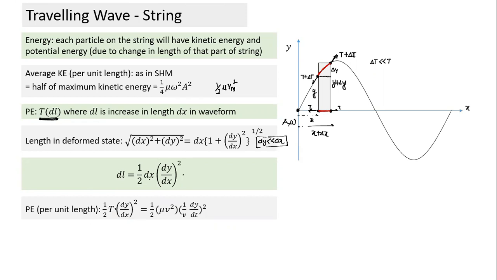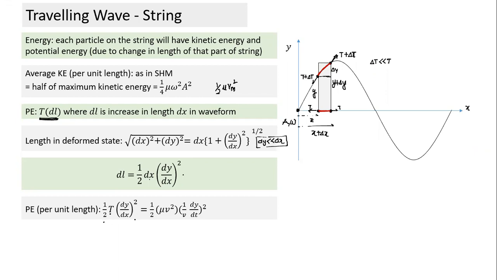So this term is multiplied by T. This is the expression for potential energy. Since I am calculating the total energy per unit length, it is divided by dx, that's why the dx term is gone. This is the change in length. Per unit length we divide by dx. This term is gone. This term will remain. This is potential energy per unit length.